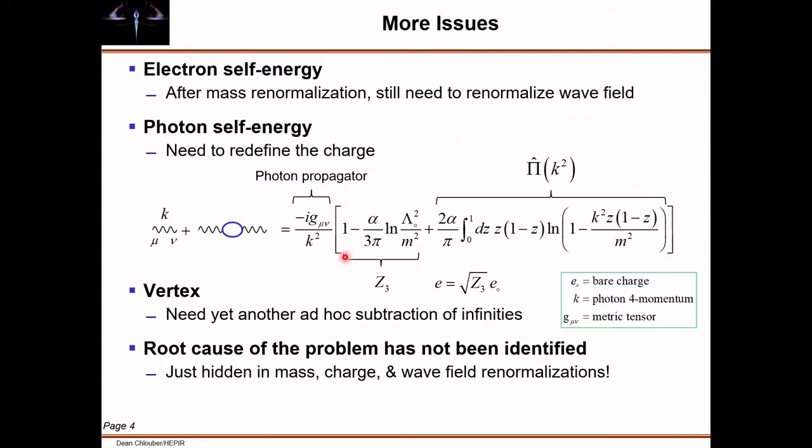But we have an infinite part, Z3. Now the renormalization method absorbs that infinity into the physically observed charge, where e naught is a bare charge that's assumed to begin with. And here pi hat is the finite part of physical interest. Then for the vertex, you need yet another subtraction of infinities. So the root cause of the problem has not been identified. It's just hidden in mass, charge, and wave field renormalizations.